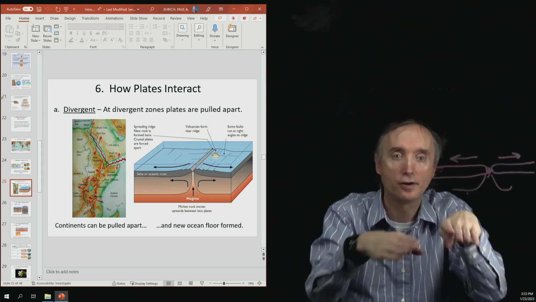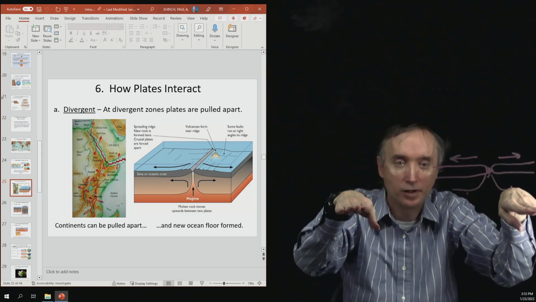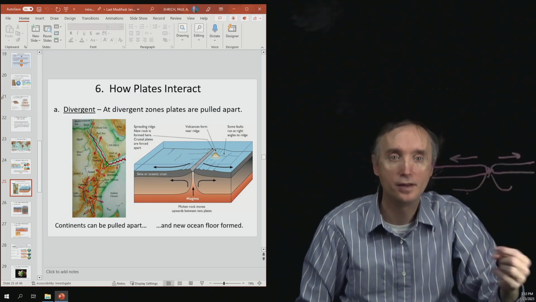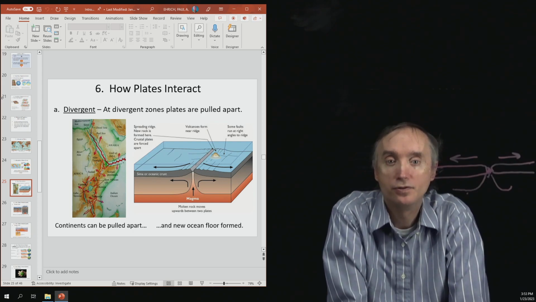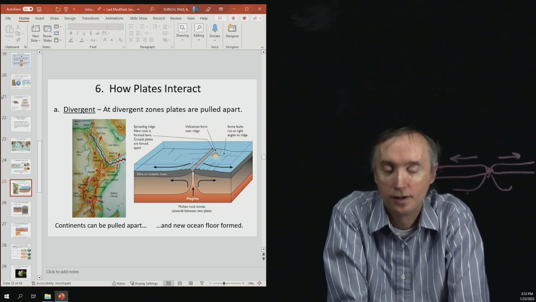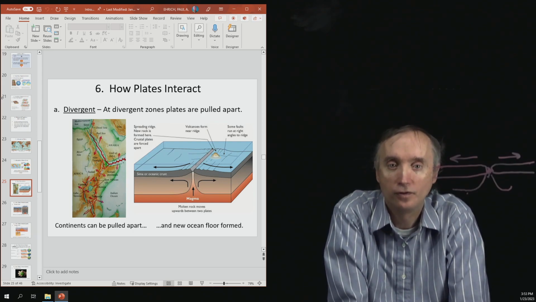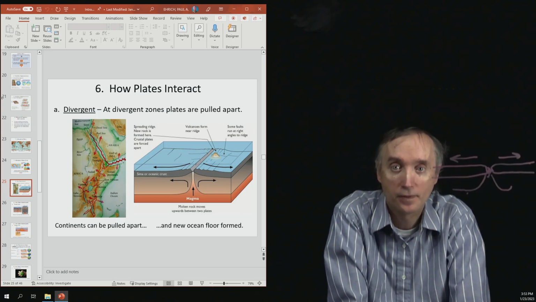It's kind of like a conveyor belt, how these plates are moving apart, and then the crack is being filled with new material that makes new ocean floor. So this is where the ocean floor comes from, from these spreading zones. And we call this a divergent zone.